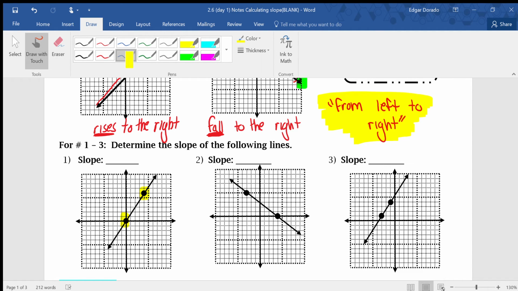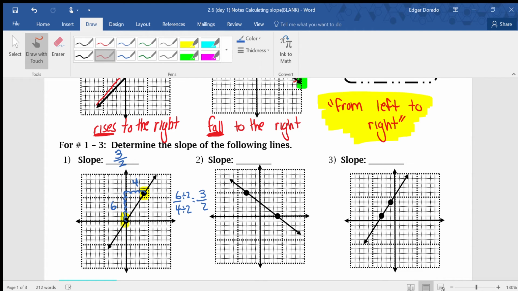Remember, rise over run. So we rose 1, 2, 3, 4, 5, 6. So 6 up, and then to the right 1, 2, 3, 4. So our slope here is 6/4, which we could reduce a little bit because they're both divisible by 2. We could divide both by 2. So this really becomes 3/2. So my slope here is 3/2.